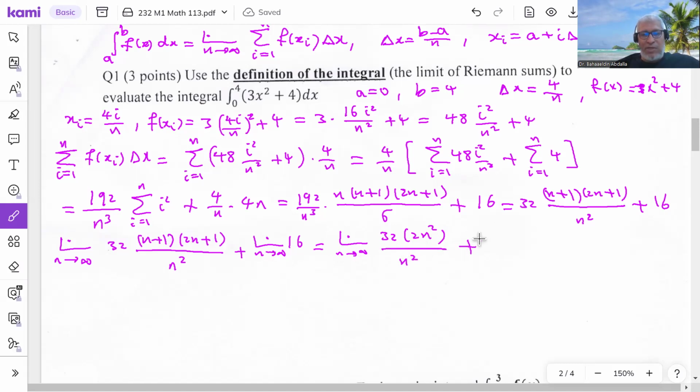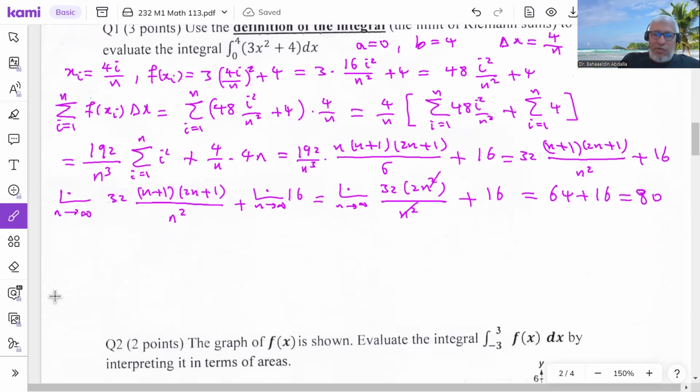And the limit of 16 is 16. There is no n there. And now I can cancel n squared with n squared. So this number would be 64. The limit of 64 is 64, plus 16. So the answer is 80. And you can check that your answer is correct by asking the calculator to evaluate this integral. Calculators can evaluate definite integrals.